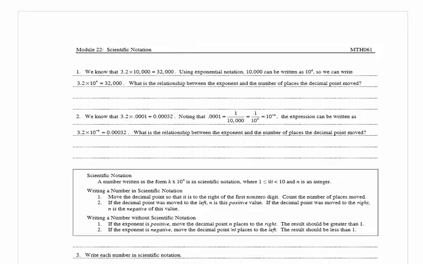What is the relationship between the exponent and the number of decimal places moved? So to turn 3.2 times 10,000 equals 32,000, we would have had 3.2 and we would have moved the decimal place 1, 2, 3, 4 times. So we move the decimal 4 units to the right.